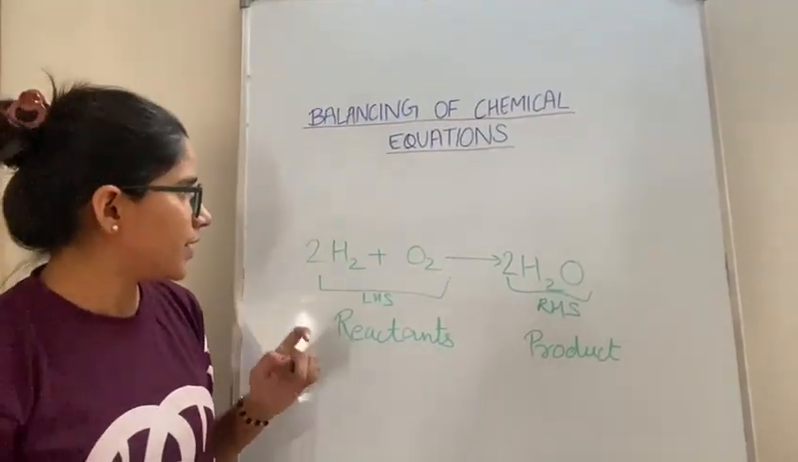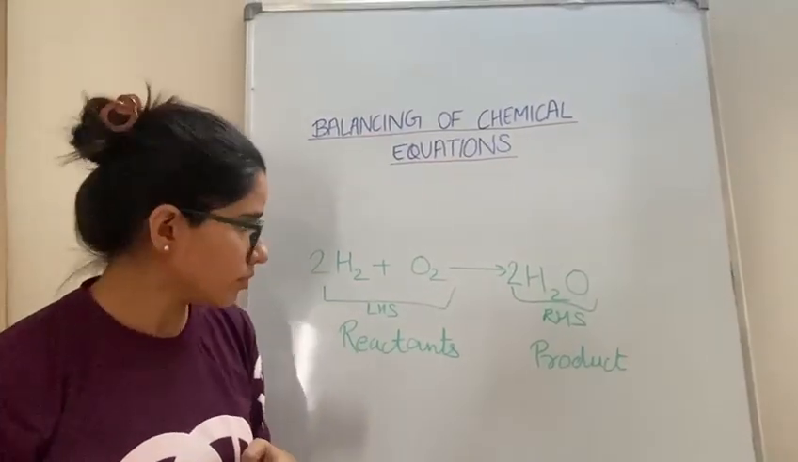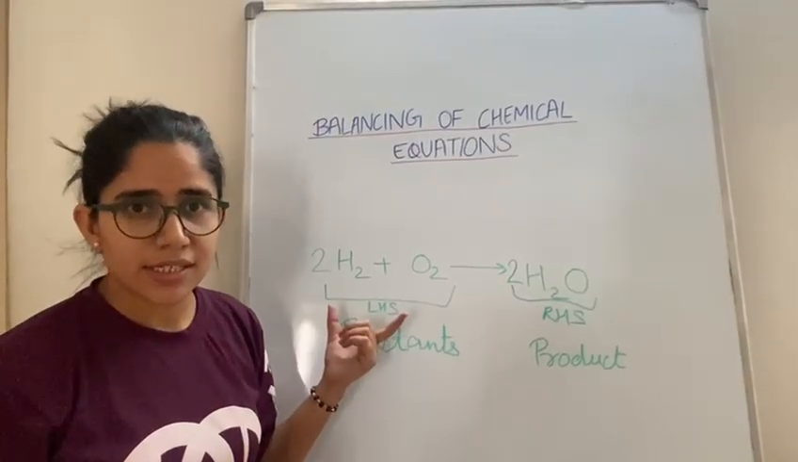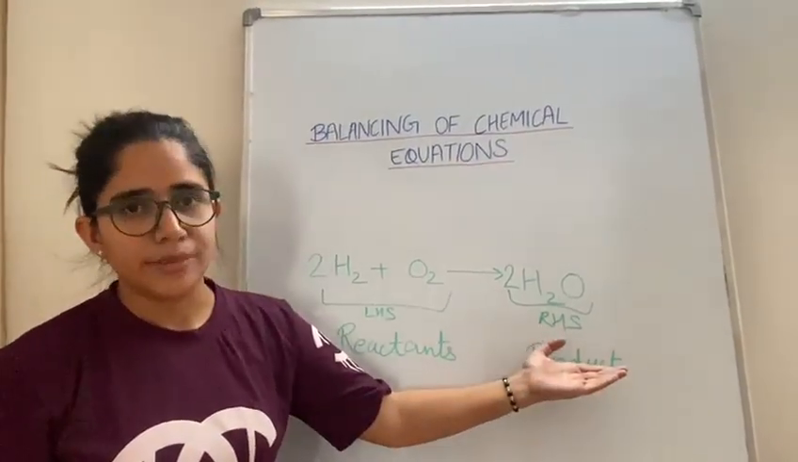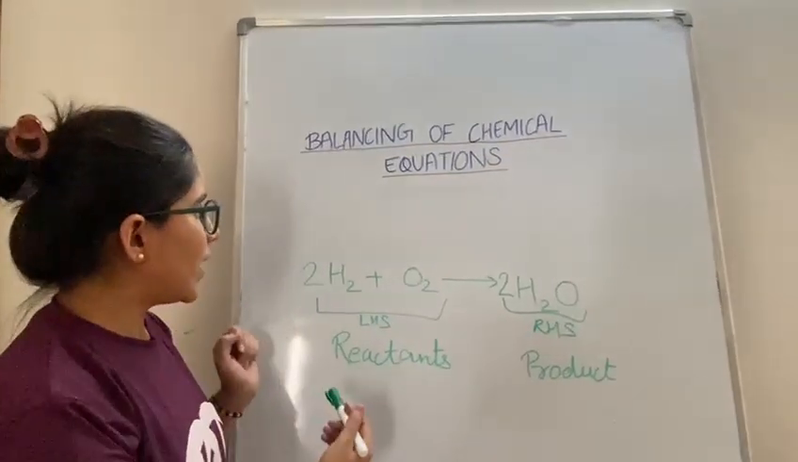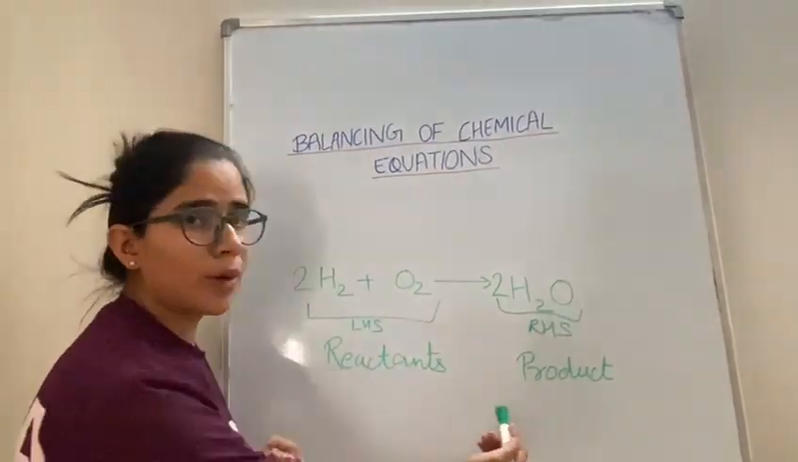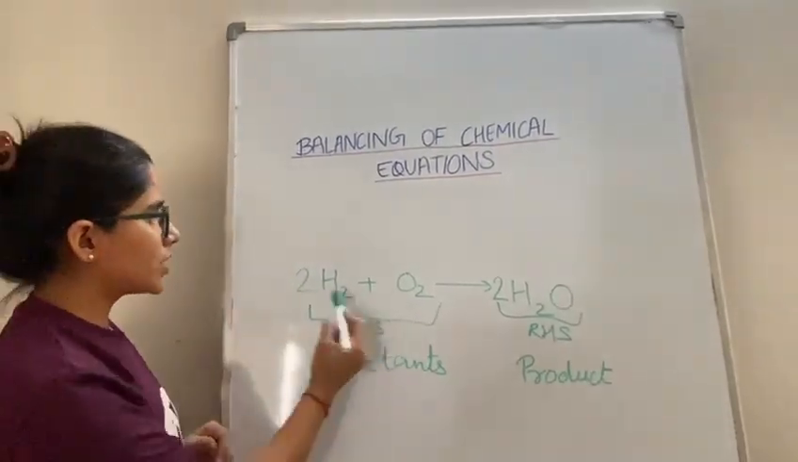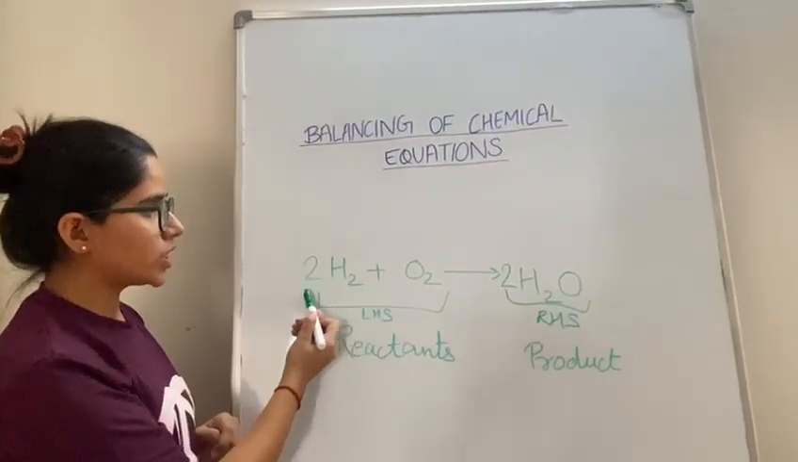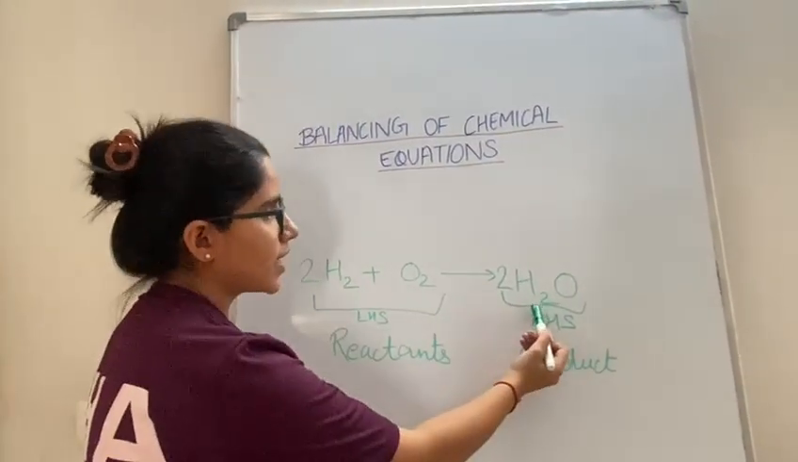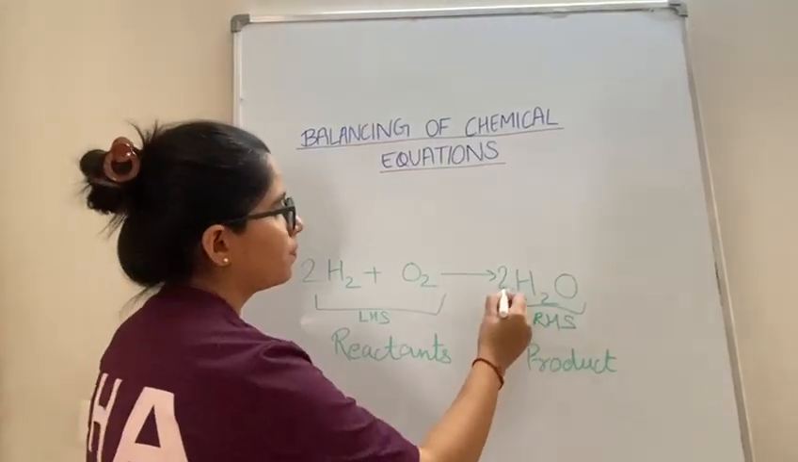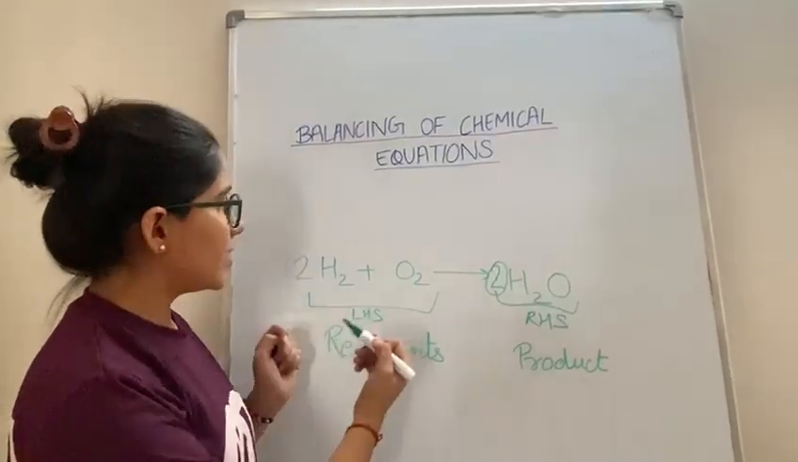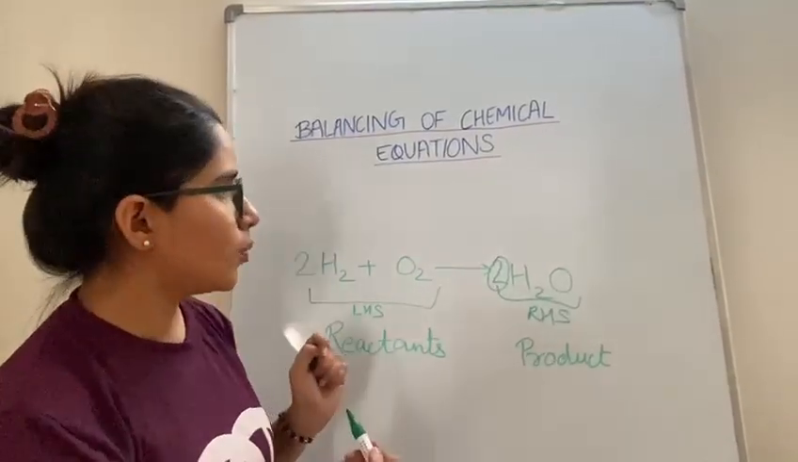The stoichiometric coefficient denotes the total number of atoms of any chemical species towards the left hand side and towards the right hand side. Or simply I say, the number of atoms on the left hand side should be equal to the number of atoms on the right hand side, that is the product side. So in this equation, 2 is the stoichiometric coefficient of hydrogen, and on the product side in water, this 2 is the stoichiometric coefficient of water. I think the concept of stoichiometric coefficient is clear to all.